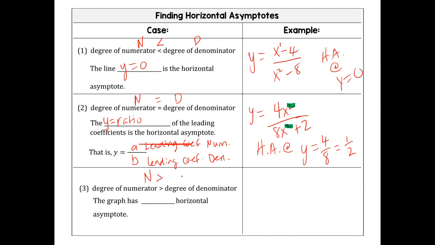All right. Case number 3 is when the degree of the numerator is greater than the degree of your denominator. The graph has no horizontal asymptote. I should write the word no and not 0. No horizontal asymptote. Okay. It actually has possibly an oblique asymptote, oblique or slant asymptote.